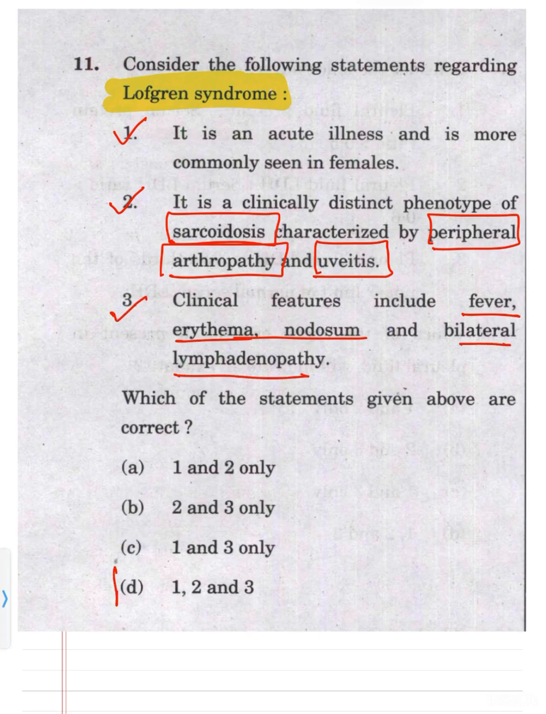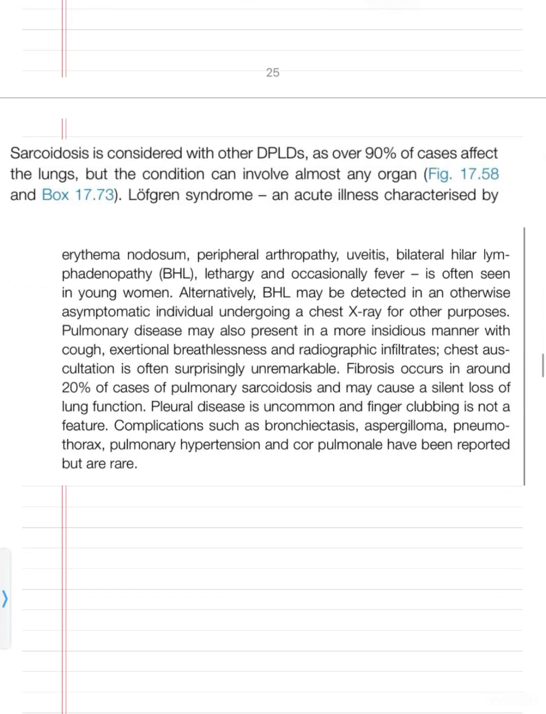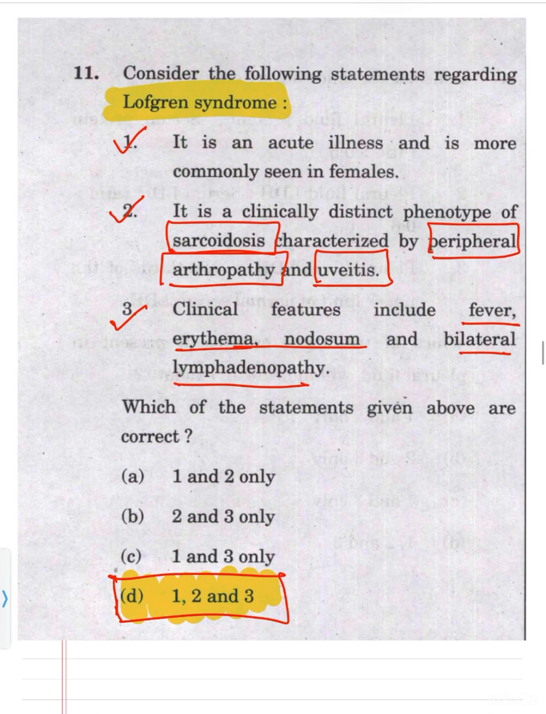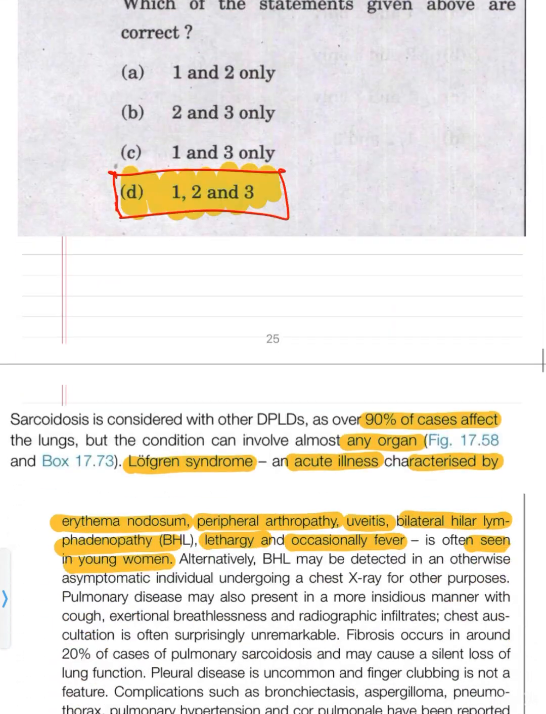So 1, 2, 3, all the options are correct. So the answer will be D: 1, 2, and 3. Now coming to the source from where it was asked. Lofgren syndrome. Sarcoidosis is considered with other DPLDs, as over 90% of cases affect the lung, but the condition can involve almost any organ. Lofgren syndrome is an acute illness. The first option was taken from here: acute illness characterized by erythema nodosum, peripheral arthropathy, uveitis, bilateral hilar lymphadenopathy, lethargy, and occasionally fever. It is often seen in young women. So it is commonly seen in women. So this was the first option.